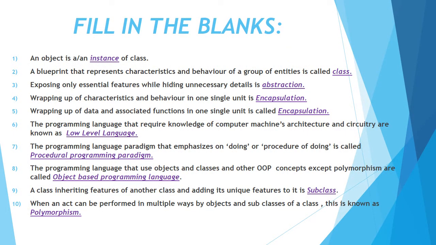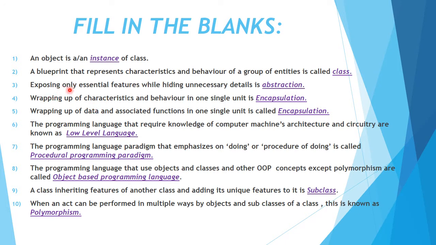Now we will discuss some fill in the blanks. First fill up. An object is an dash of class. Object is an instance of class. A blueprint that represents characteristics and behavior of a group of entities is called what? Class. Okay, group of entities which represents characteristics and behavior, it is known as class.